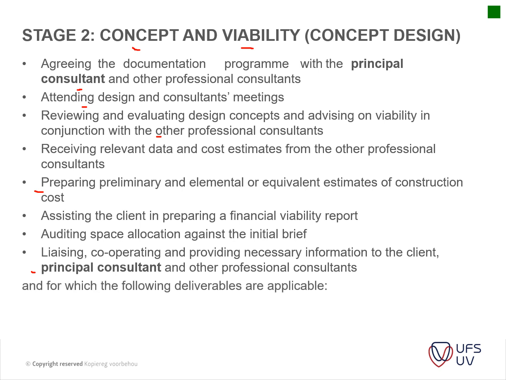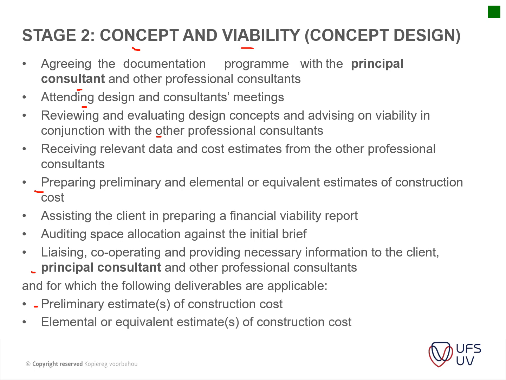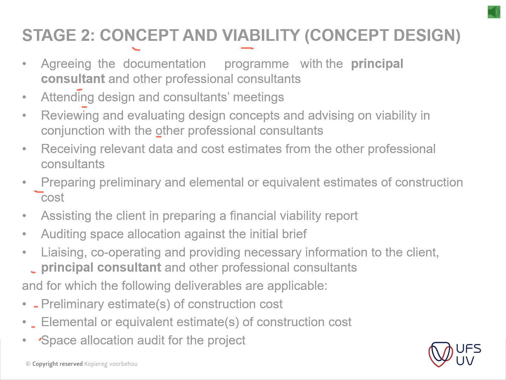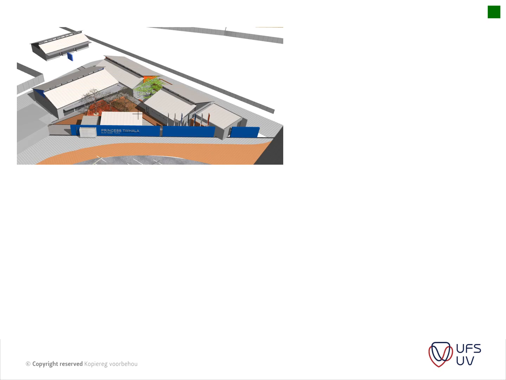And for which the following deliverables are available. So these are the deliverables of stage 2: a preliminary estimate, elemental equivalent estimate depending on the availability of information, space allocation audits, and yeah, that is what the outcome of stage 2 is. So looking at stage 3, this is stage 2, and this is just the example.